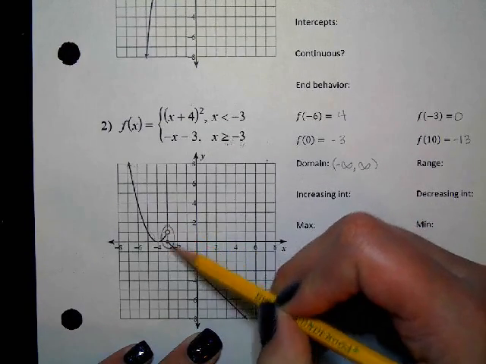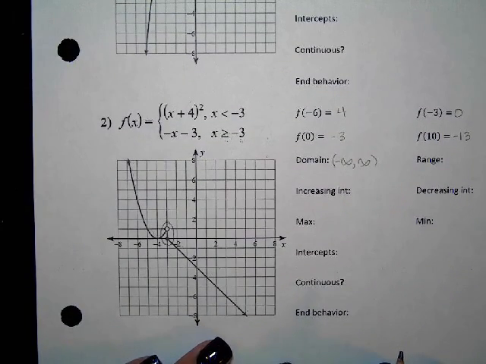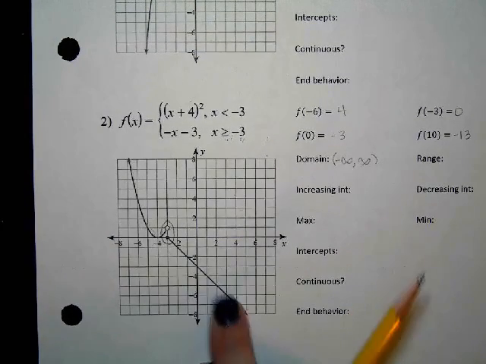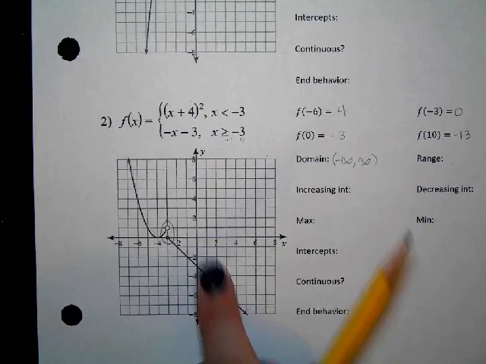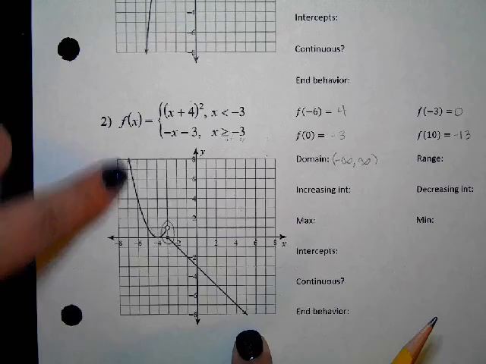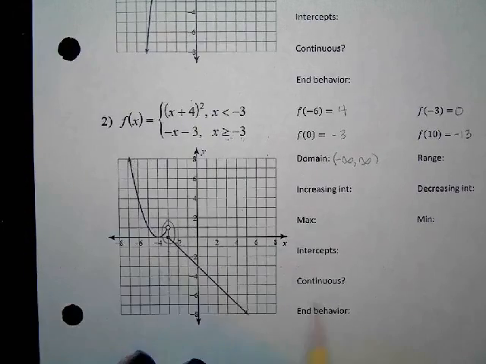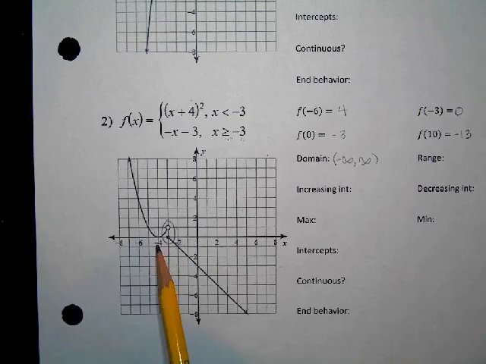Okay, now when I think about range, I'm looking at up and down. Is there anything abnormal here? Do you see any y values that look like they're missing there? Nope, the graph goes down forever. Okay, do you see any y values that look like they're missing up here? Nope, the graph goes up forever. So the only thing I'm really worried about is that middle part. So we just have to make sure that there's no y values in the middle that are missing, okay?